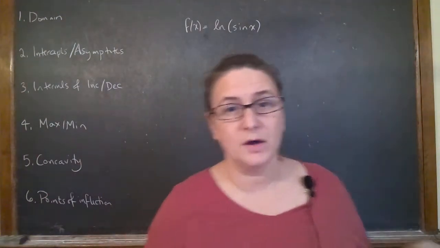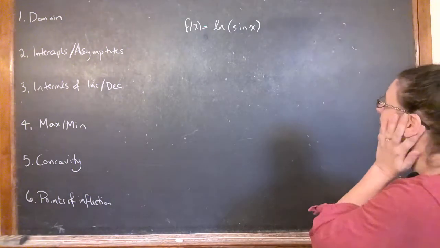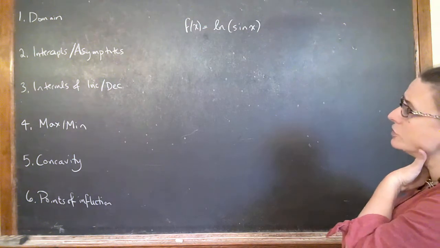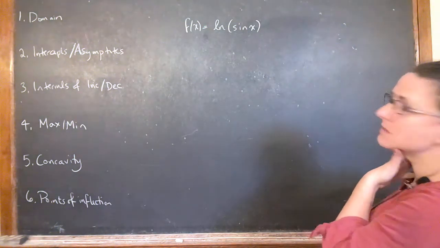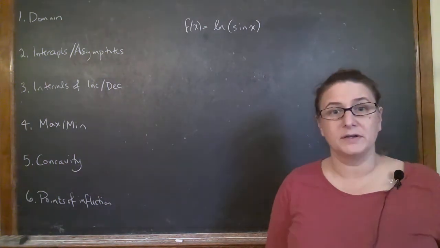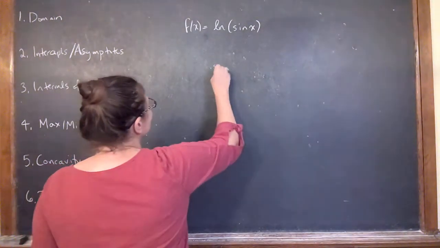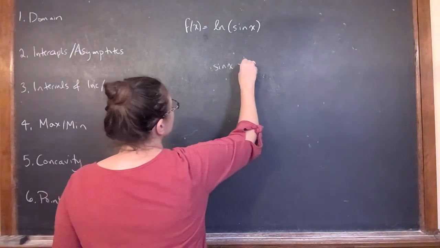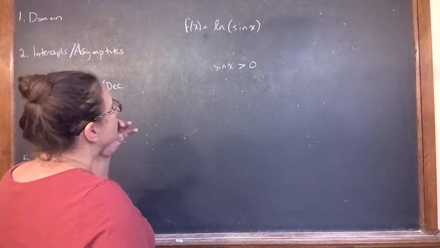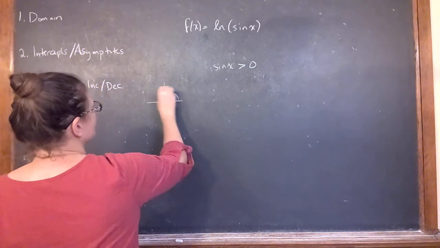In this example, we've got the natural log of sine of x. So that's kind of interesting, right? When we ask about the domain here, because it's got a natural log, you can't have the natural log of a negative number or of 0. So we need sine of x to be strictly positive, okay? So what values of sine of x are strictly positive?